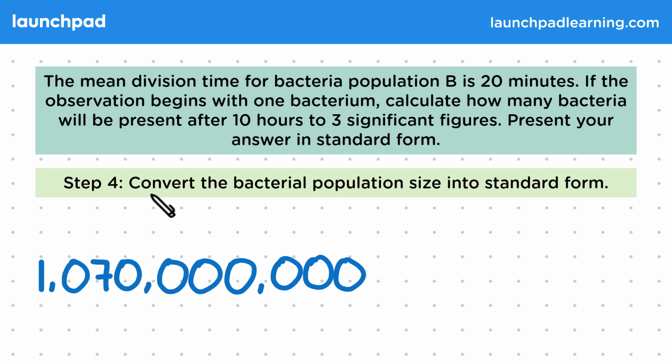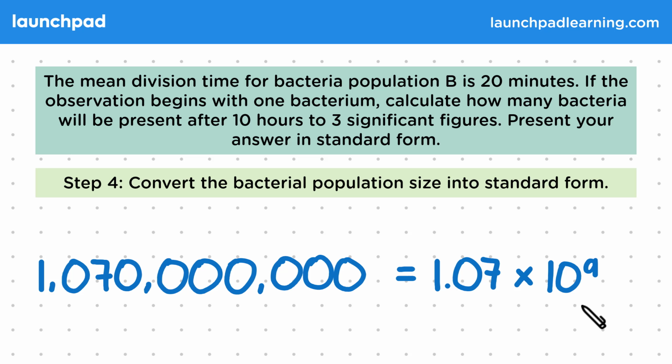For step 4, we need to convert the bacterial population size into standard form. So to do this, we need to identify the 3 significant figures within this overall number and convert it into the standard form. In this example, the three significant figures are the 1, 0 and 7 over here, and we can convert this into 1.07. To get to this figure from 1.07, we need to multiply it by 10 to the power of 9. This gives us the answer in standard form.